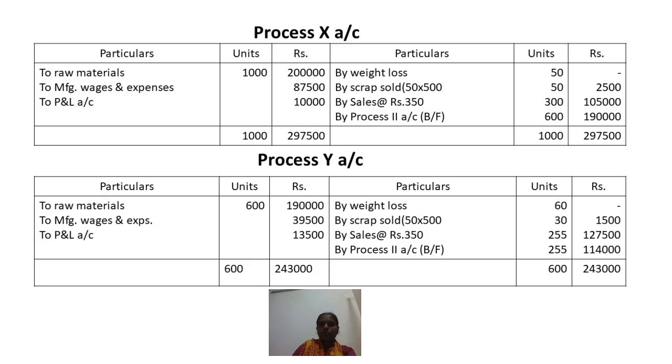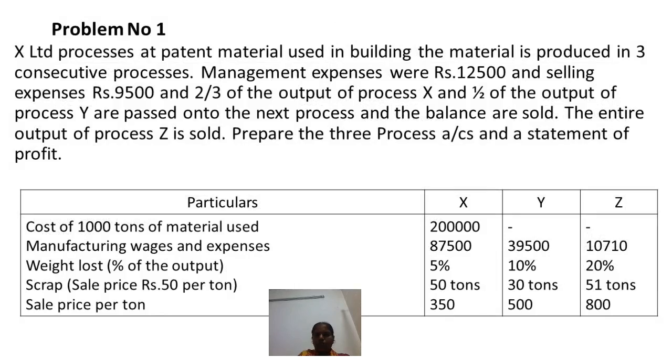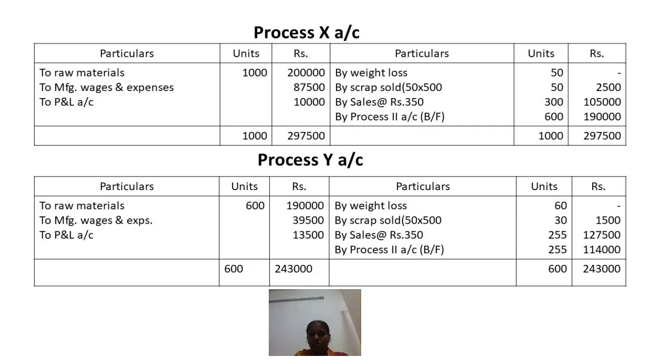Then in the process Y account, already we have entered the raw materials, that is 600 units. Whatever is getting from the previous process, process X, that should be considered as raw materials here, that is 600. Amount is 1,90,000. Then manufacturing wages is 39,500. Then we have to consider the weight loss, that is 60 units are gone. Then we have some scrap, that is 30 units. 30 into 50 is 1,500.